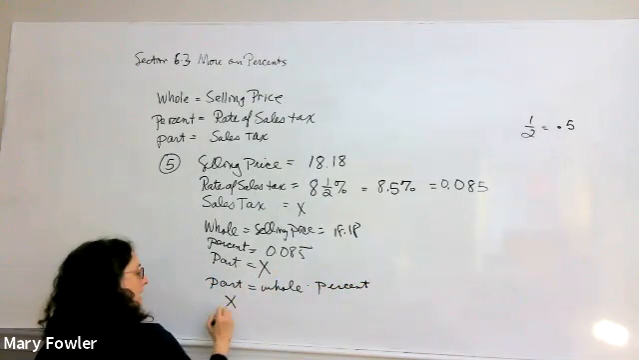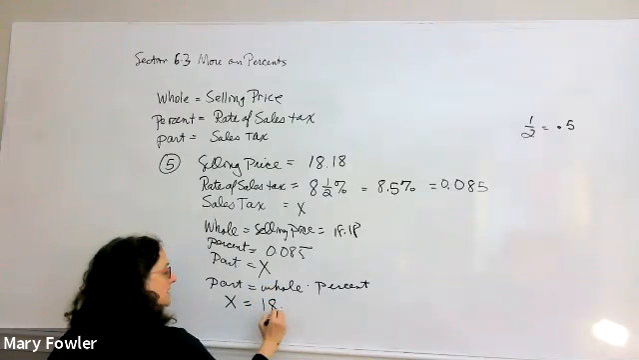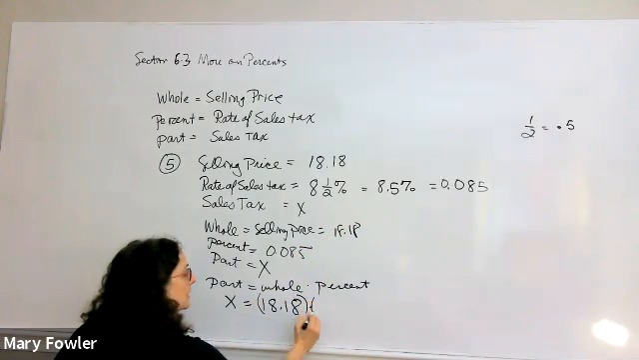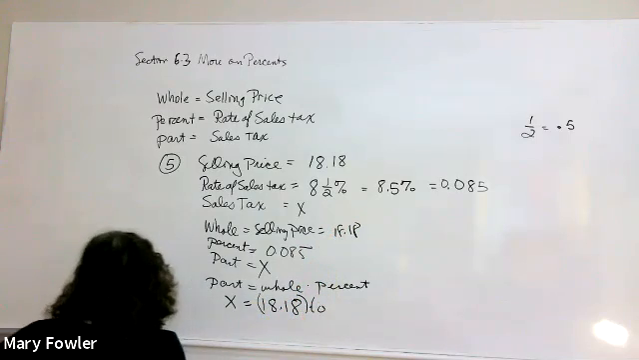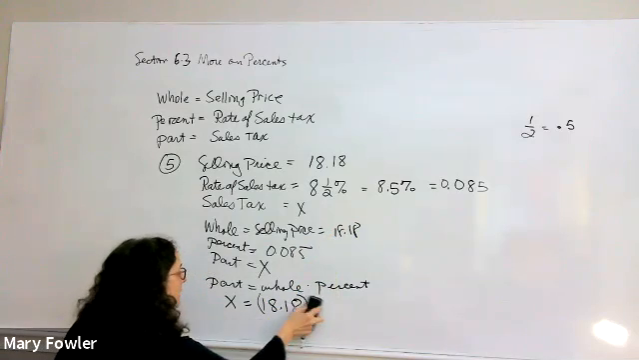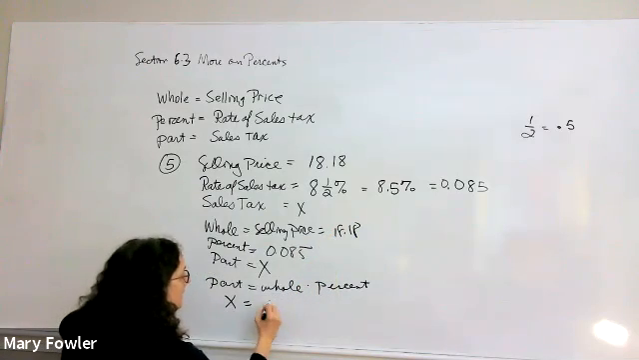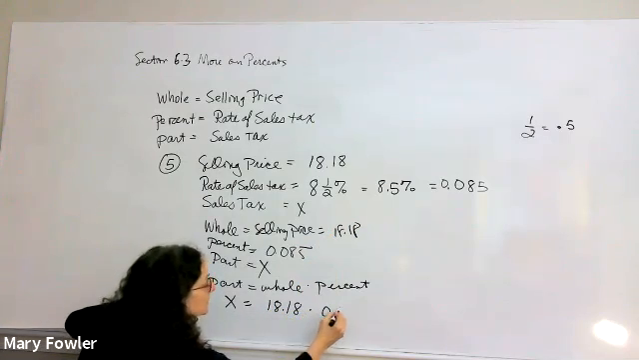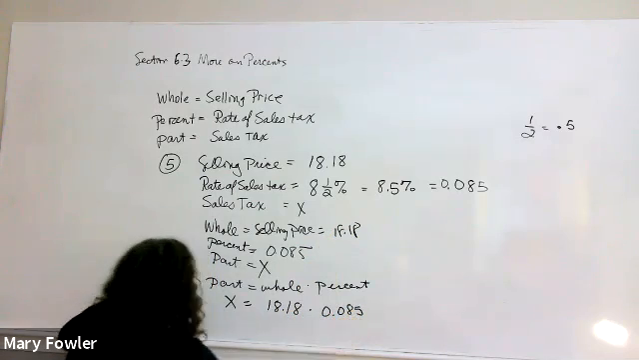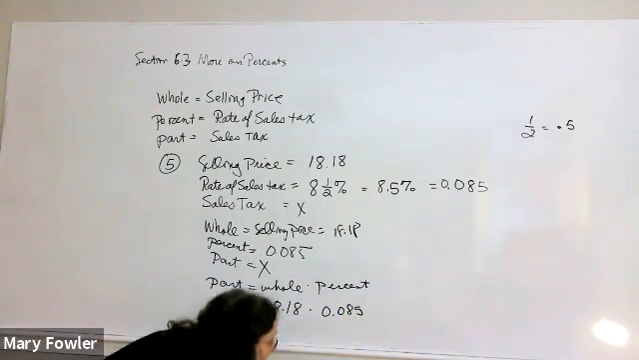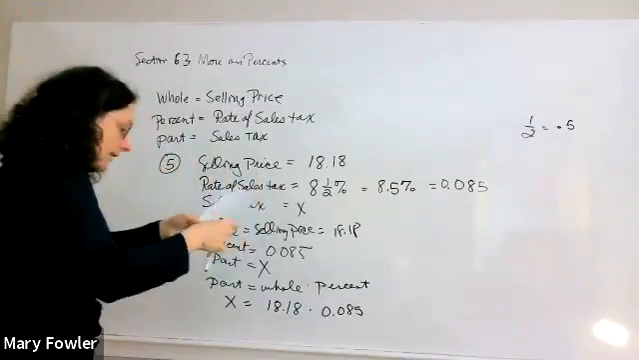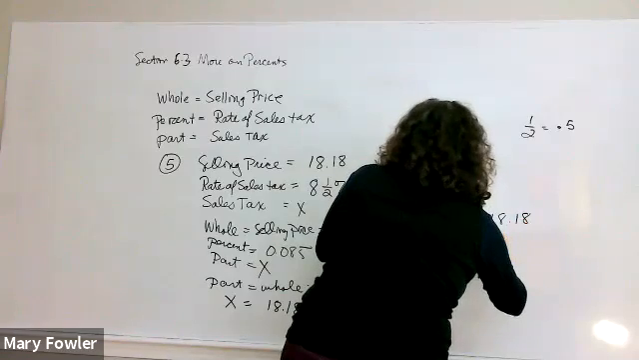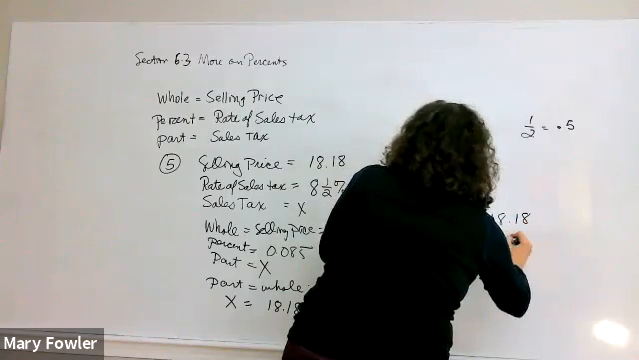And so my part is the X, the whole is $18.18, and the percent is 0.085. So I will set that up. You guys can work on that on this long multiplication problem.